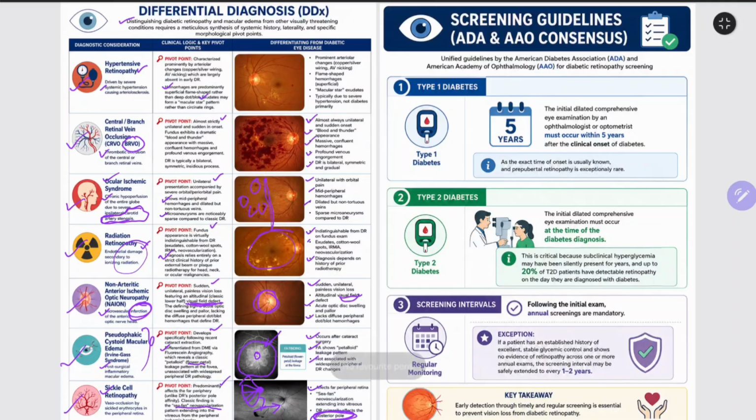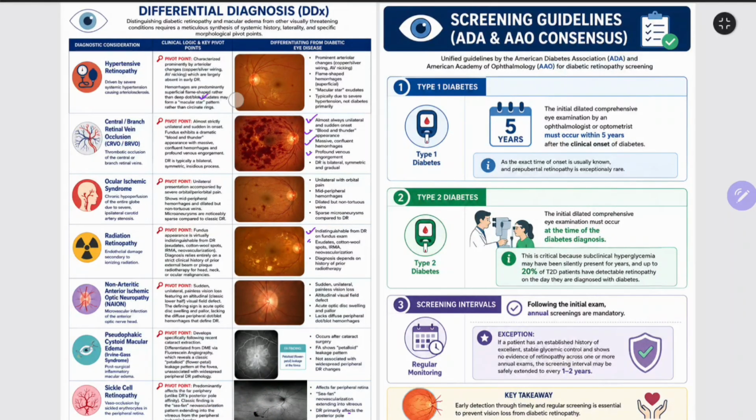Even though it appears difficult, one clue to remember these differentials easily is to remember them as arterial and venous causes. Hypertensive retinopathy is an arterial cause. Ocular ischemic syndrome is also arterial, because of carotid artery stenosis, so ischemia to the entire globe. Then ischemia to the anterior optic nerve head, that is NAION, is also an arterial cause. And sickle cell retinopathy is also an arterial cause. So these four are arterial causes.